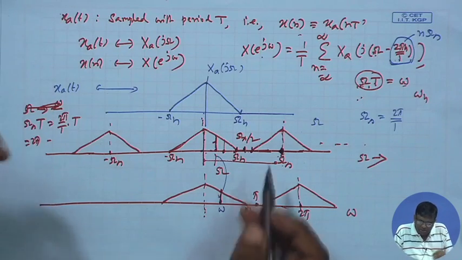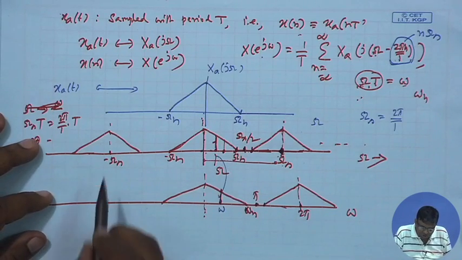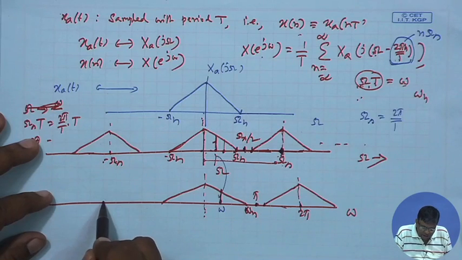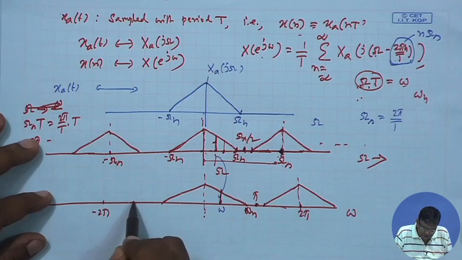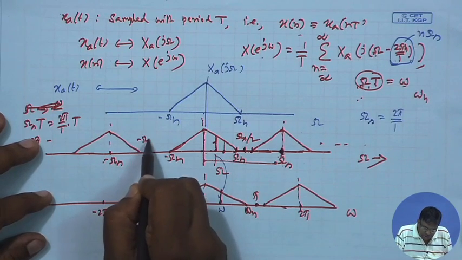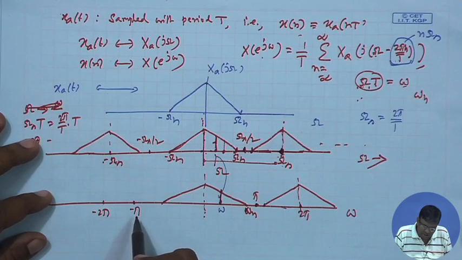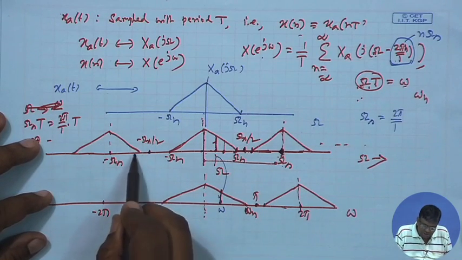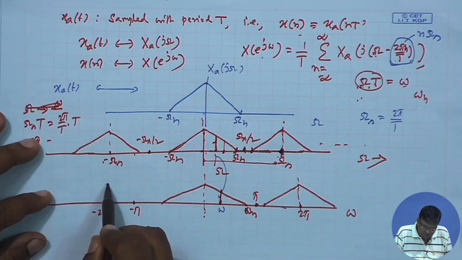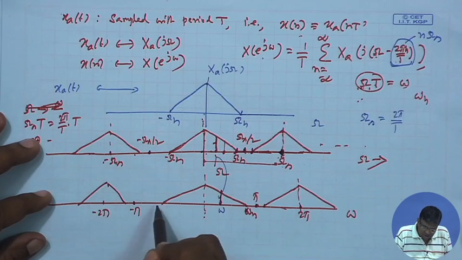Okay. By the same way, if it is capital omega s by 2, similarly minus capital omega s will map to minus 2 pi, and minus omega s by 2, which I call half sampling frequency, will map to minus pi. This is in between the two. So, this is also in between the two. This will be mapped like this.